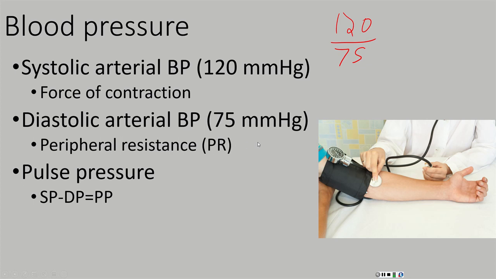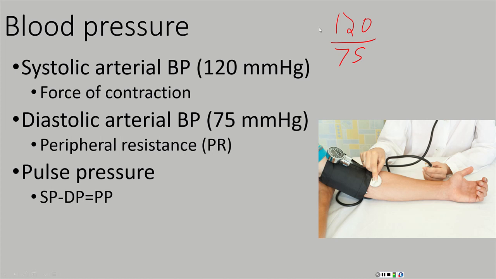So we're going to talk a little bit about peripheral resistance later. We introduced it back when we first introduced blood vessels, but to refresh you, remember, peripheral resistance is the opposing force to blood moving through a vessel. When peripheral resistance is up, it's harder for blood to move through that vessel. When peripheral resistance is down, it's easier for blood to move through that vessel.